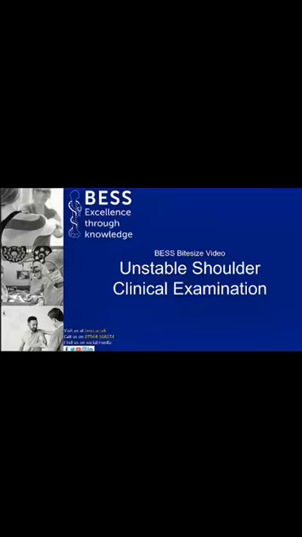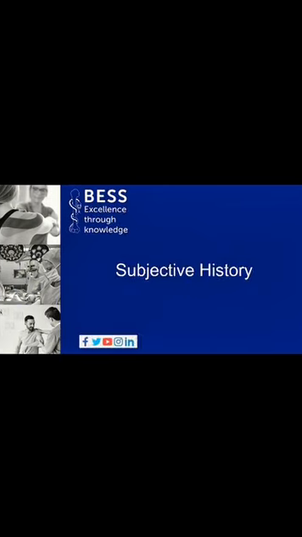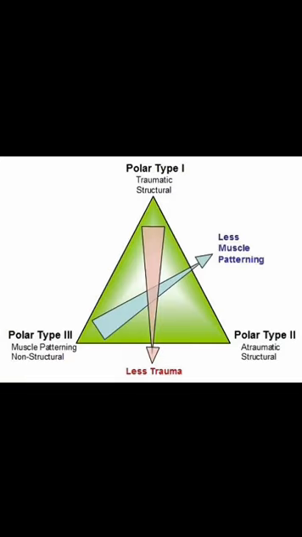Welcome to the best bite-sized video on clinical examination of the unstable shoulder. Before commencing examination, a clear history of the onset of the problem is required. It is important to ascertain where the patient sits on the Stanmore triangle of instability, as to whether they've had a traumatic incident leading to a dislocation or whether they have hypermobility and potential muscle patterning.